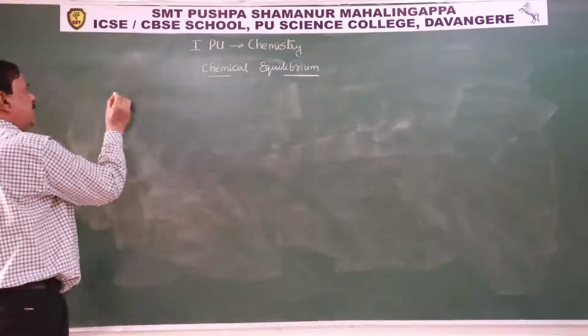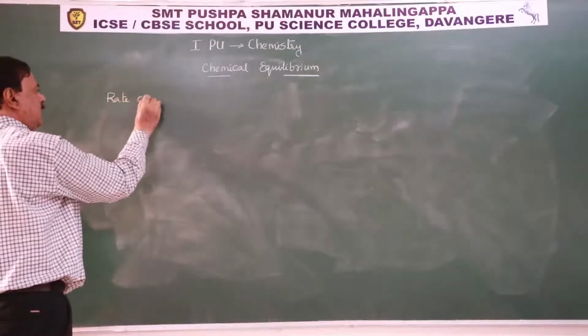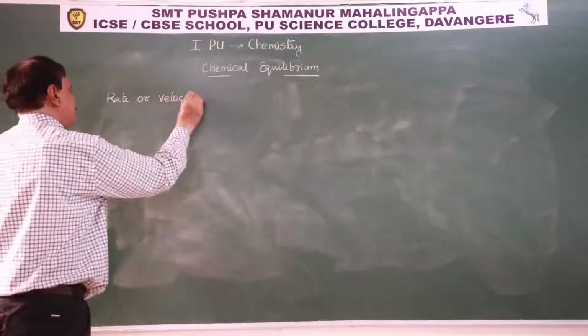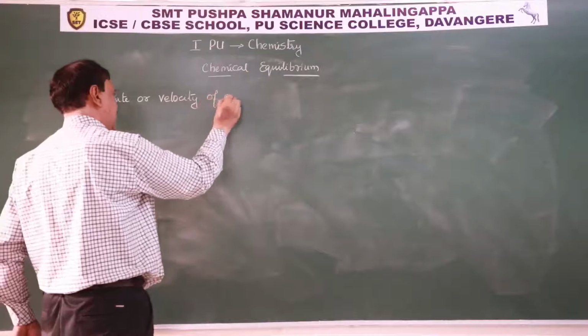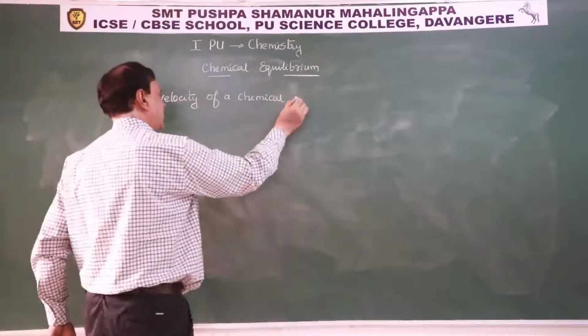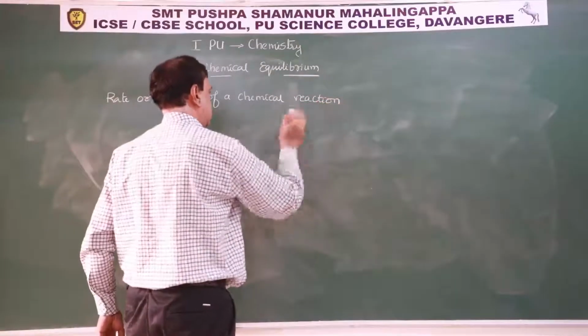What is the rate of a chemical reaction? Rate or velocity of a chemical reaction.